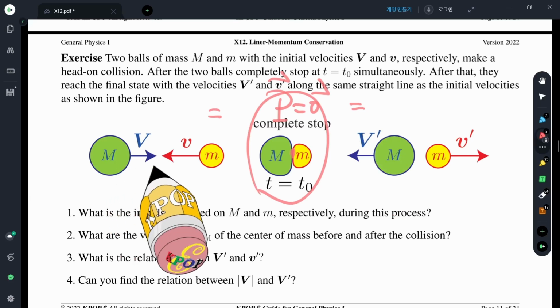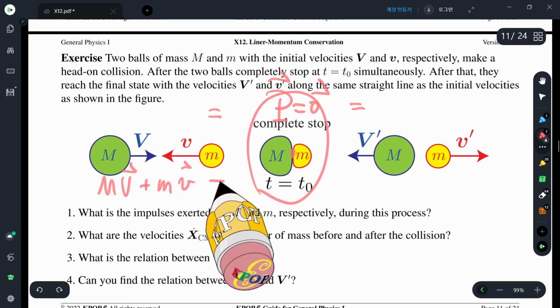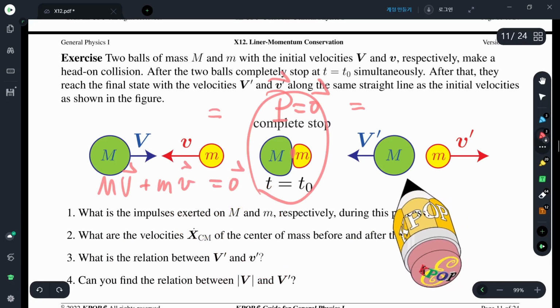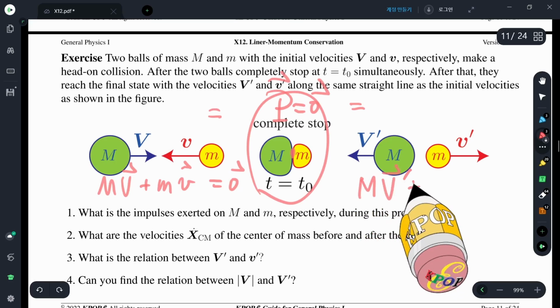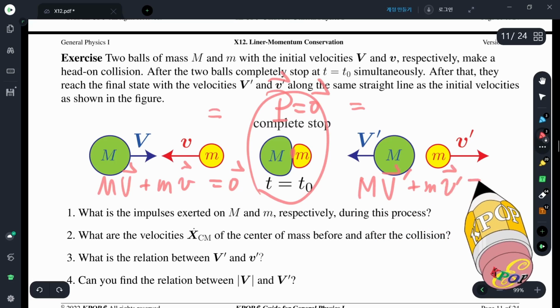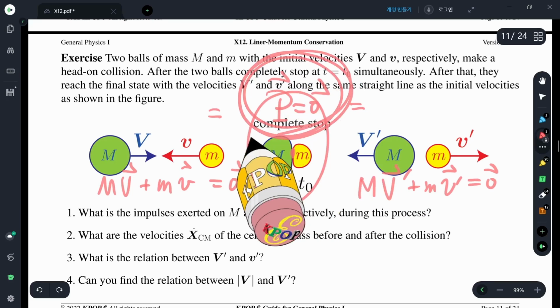Total linear momentum is mv plus small mv. This one is 0. Total linear momentum, capital M v prime plus m v prime equals 0. Because the total linear momentum is conserved during a process in which there are no external forces applied.